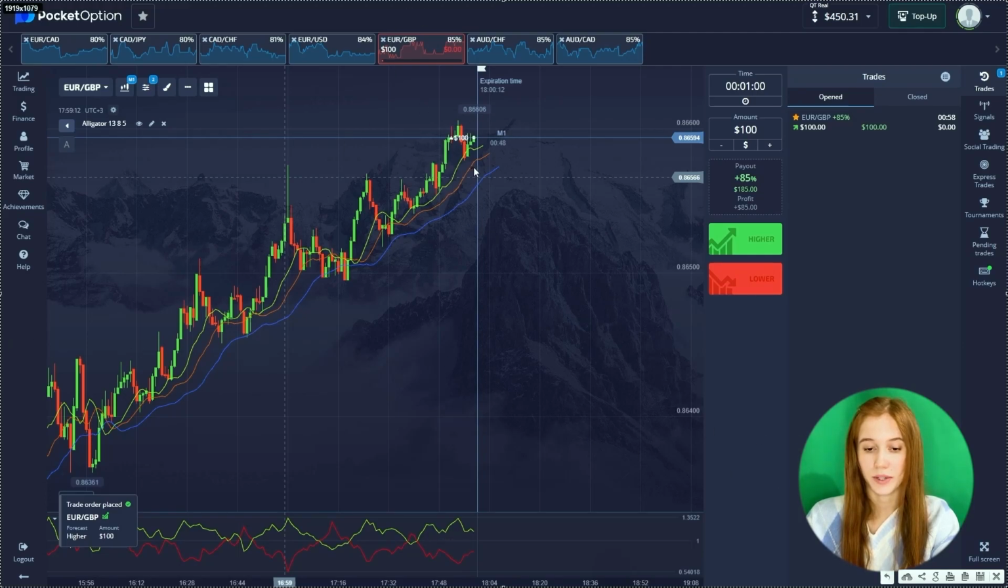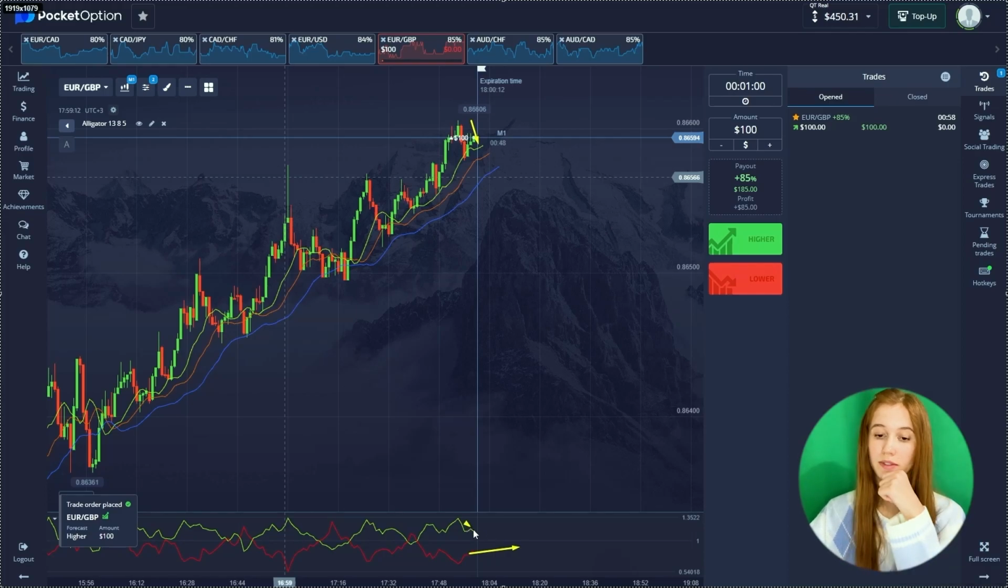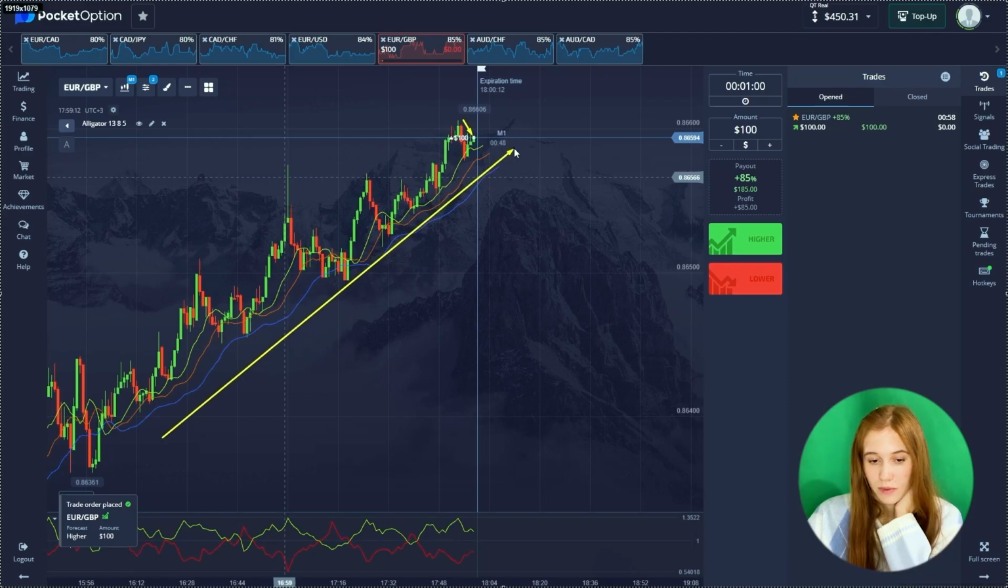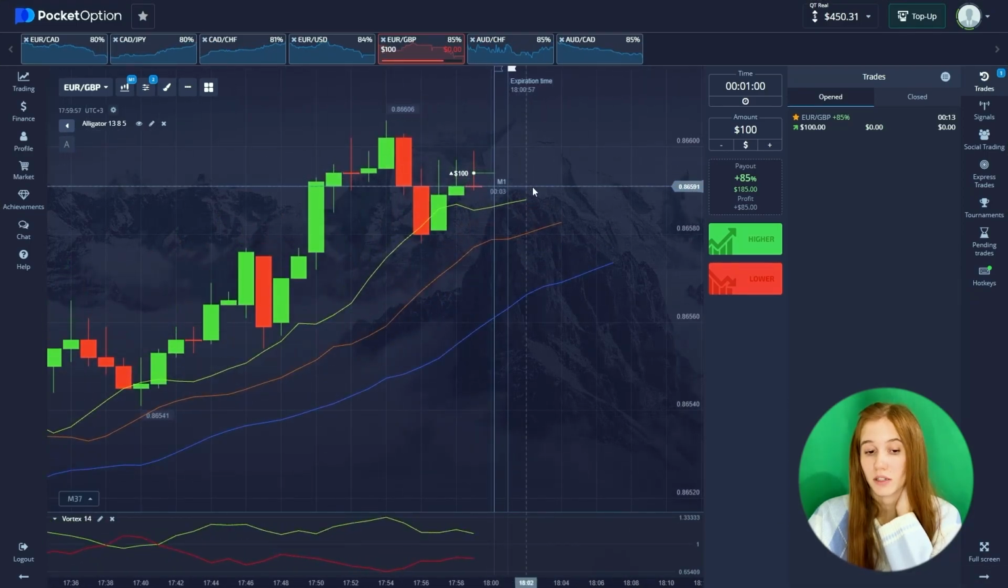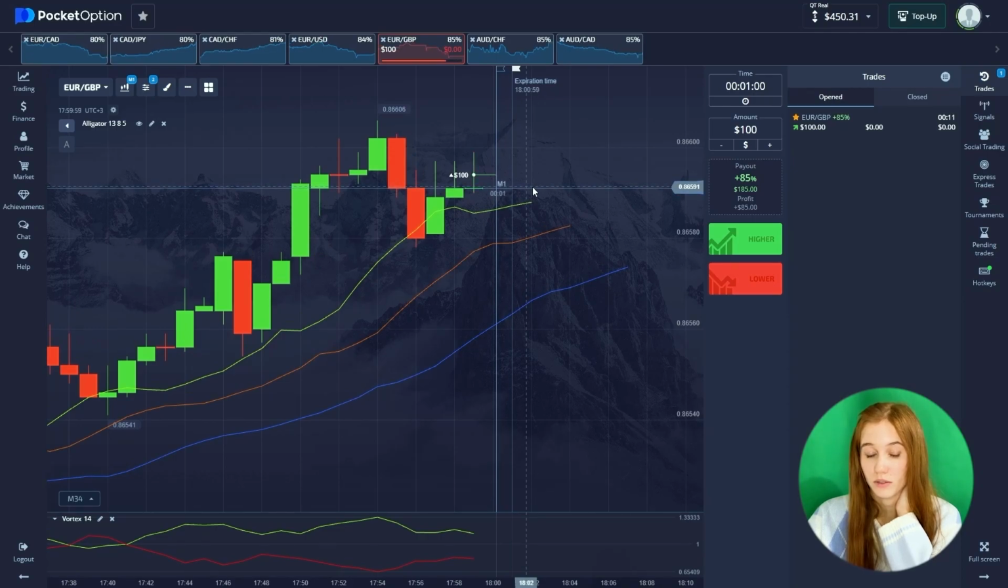By alligator, we see green line is prevail on our chart. By vertex, we see downward trend is prevail. It's by our pullbacks, so it's enough to use just general technical analysis to understand how to open the deal.